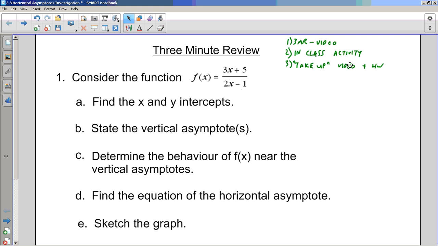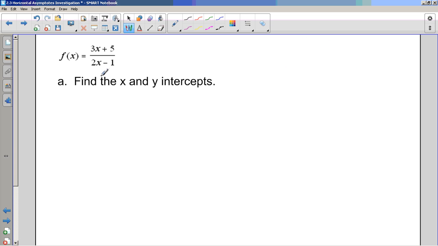This is basically a review of the big lesson we had last day, all these little bits and pieces about rational functions that we talked about. First of all, find the x and y-intercepts. The x and y-intercepts happen when one of them is 0, and we calculate the other one. So when x is 0, f of 0 is 3 times 0 plus 5 over 2 times 0 minus 1. That's 5 over minus 1. And probably most of you can do that without even showing a calculation.